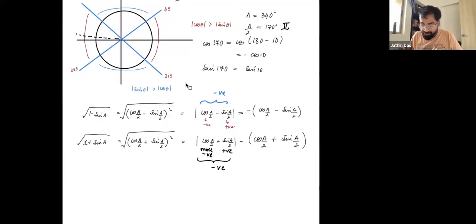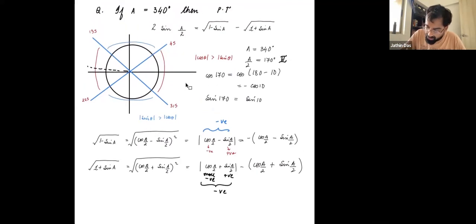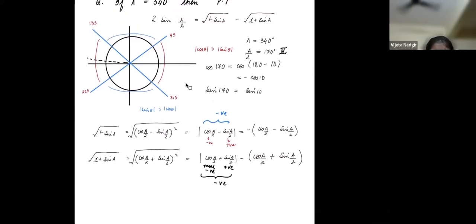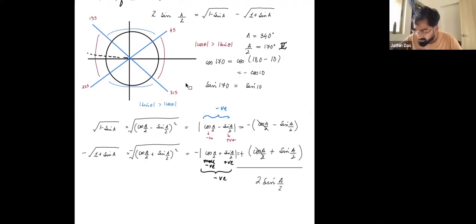Okay. Clear? Now, I want to subtract these two. So I'm subtracting, they're saying this minus this. So what will happen? This will be plus. I'm putting minus here, minus here, minus here. So this will be plus. When you add, what will happen? This will cancel. And we will get 2 sin A by 2. Right.